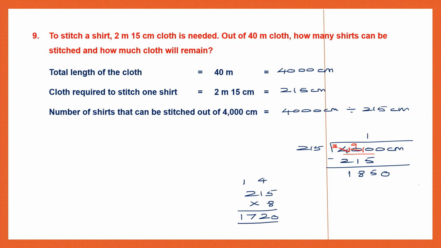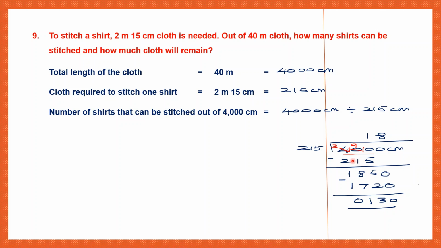So we have 1720, which is close to 1850. So let's do that. 215 into 8 is 1720. Minus 0. 5 minus 2 is 3. 8 minus 7 is 1, and this is 0.